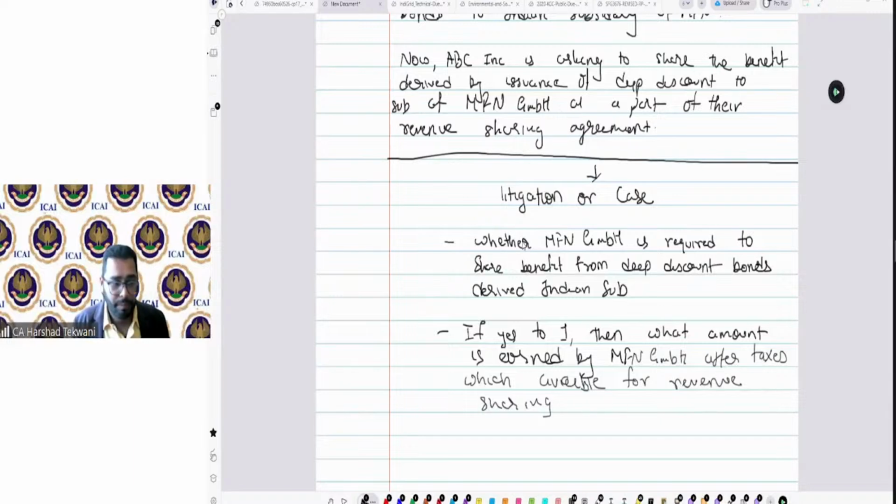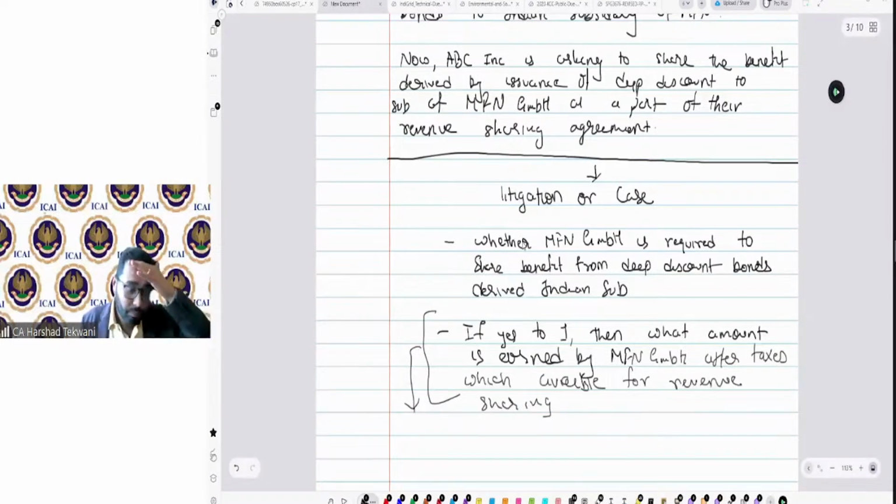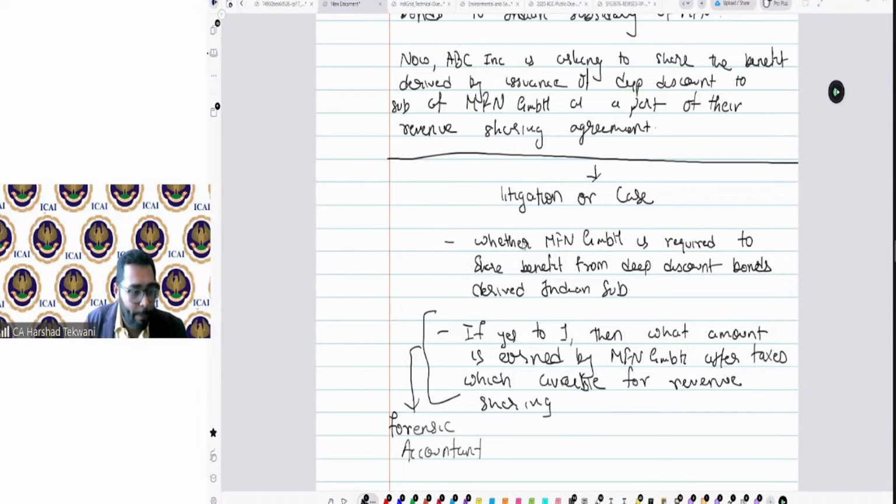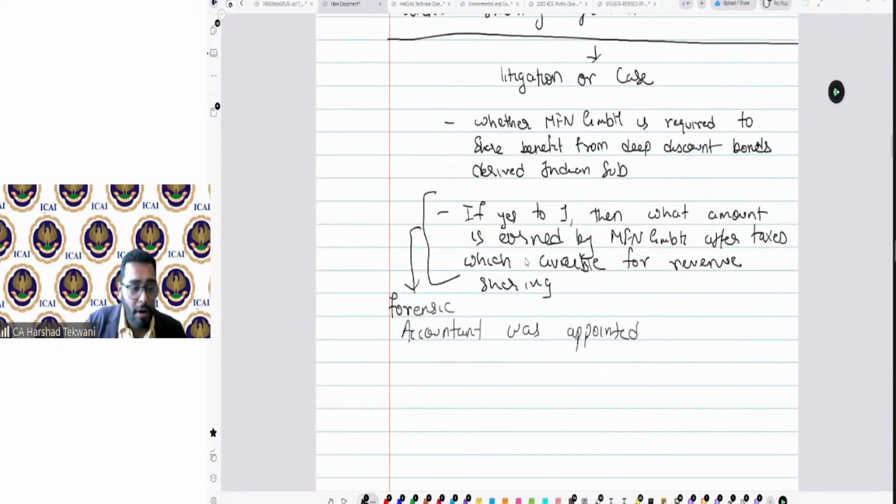So if you see in the second one, calculation of the amount requires knowledge and skill of accounting. And for that, a forensic accountant was appointed to gather the evidence about this particular whole amount. So here, forensic accounting will come into the picture. Evidence will be gathered to explain whether the transaction has happened or not, and to keep the evidence as an acceptable one in the court of law to calculate the amount.